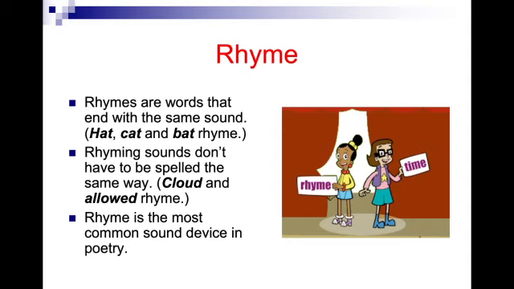Let's start with rhyme. Rhymes are words that end with the same sound. Hat, cat, and bat rhyme. Now, rhyming sounds don't have to be spelled the same way. Cloud and loud rhyme. We're looking at sounds. Rhyme is the most common sound device that you'll find in poetry. A lot of times you'll notice it at the end of lines, but sometimes it can be interspersed within the lines themselves.